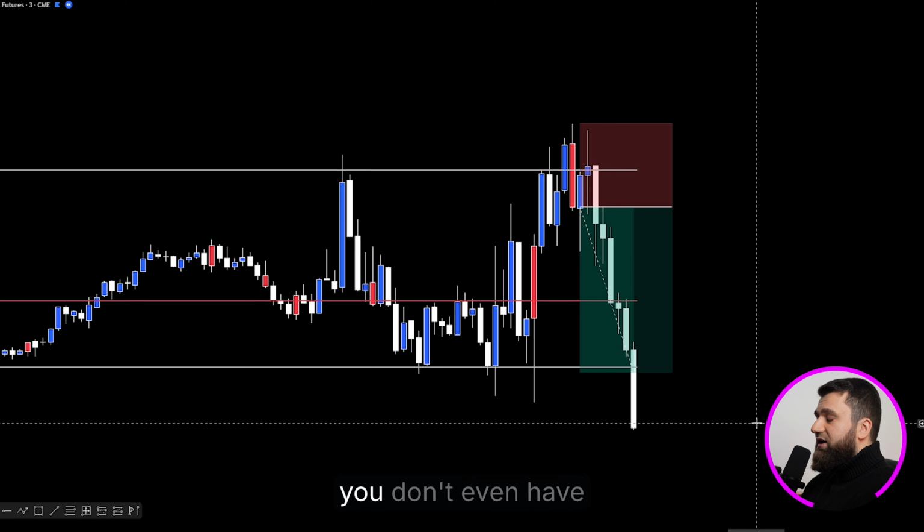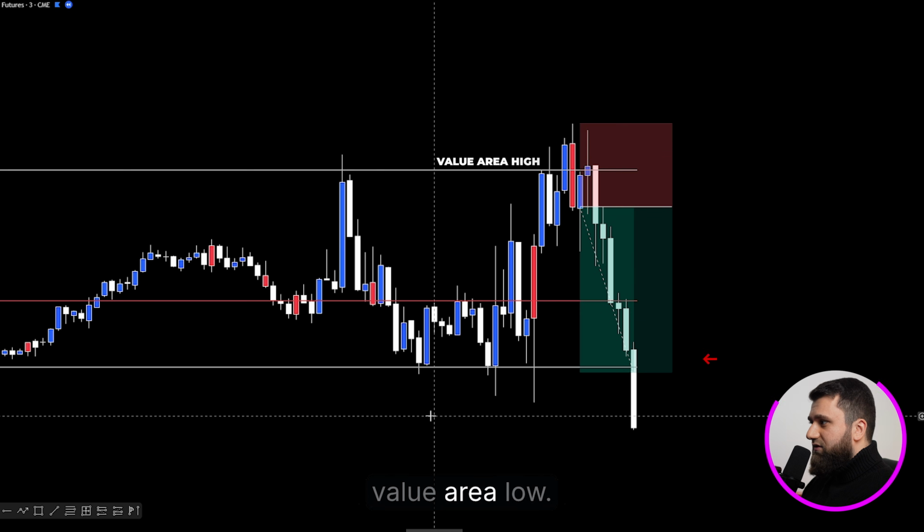And guys, if you realize, you don't even have to know much about the volume profile with the strategy, because it's so stupid simple, you only have to focus on the 3 levels: value area high, value area low, and the point of control.